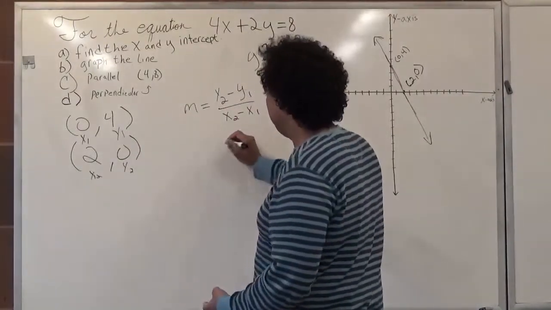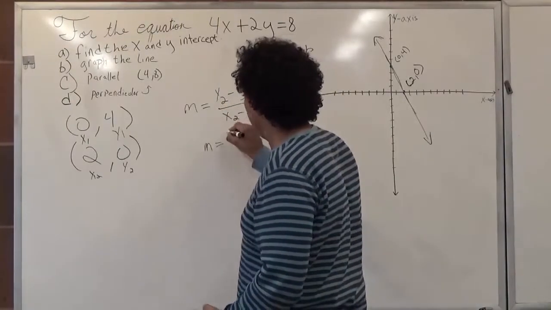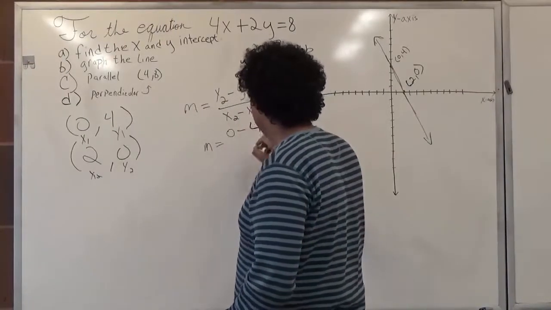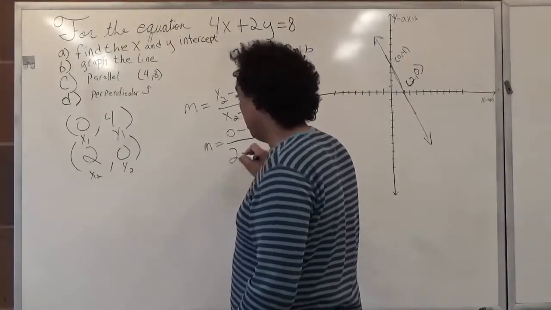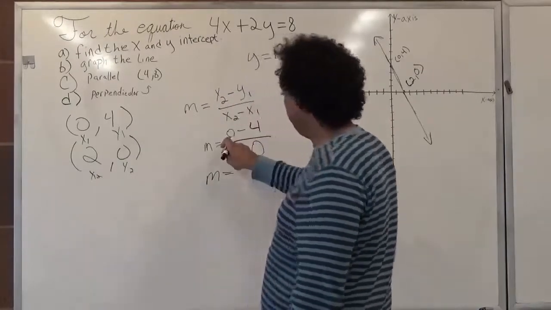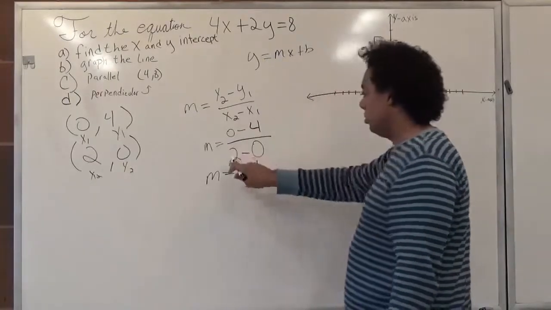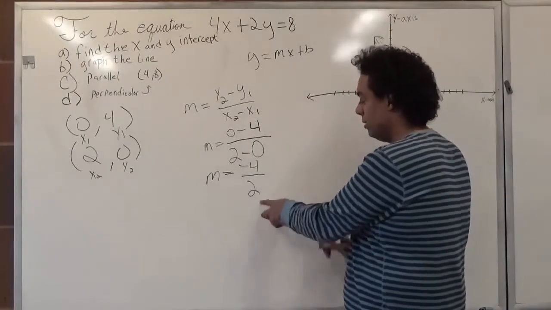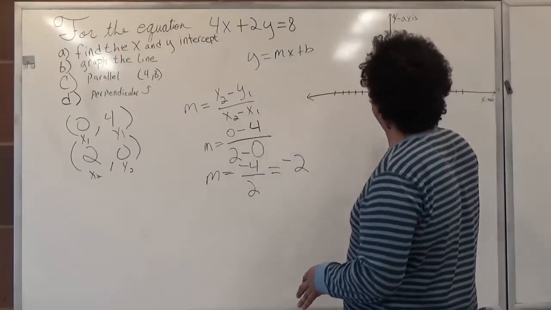All right, so let's plug in our numbers. So m is equal to y2, which is 0, minus y1, which is 4, over x2, which is 2, minus x1, which is 0. So m is equal to 0 minus 4, which is just negative 4, and 2 minus 0 is just 2. But we're not done yet because we can simplify this. Negative 4 over 2 is the same as negative 2. So the slope of this line is negative 2.